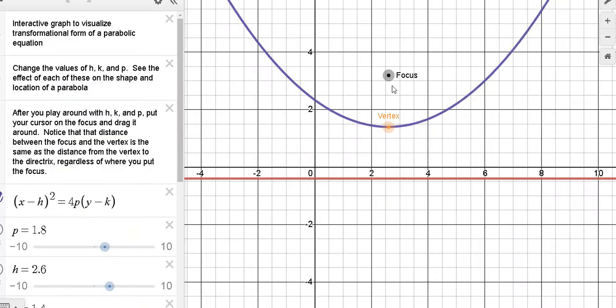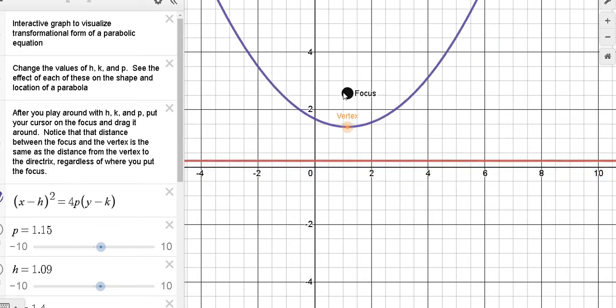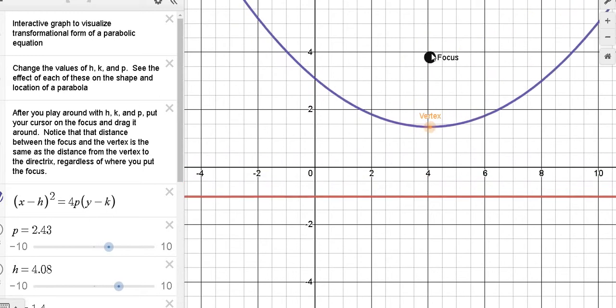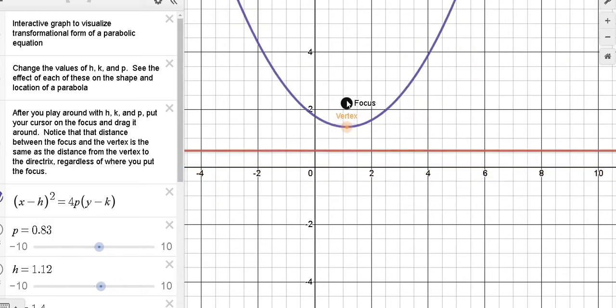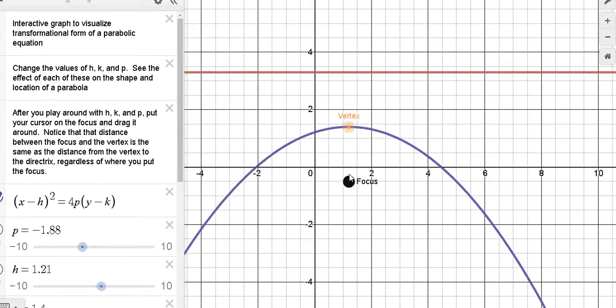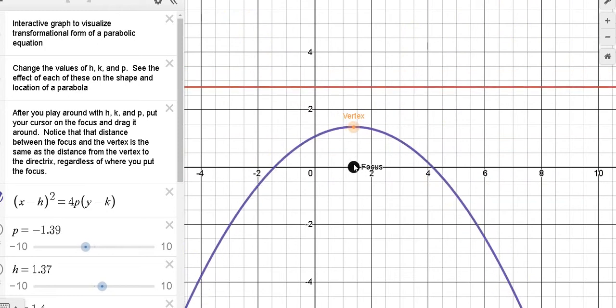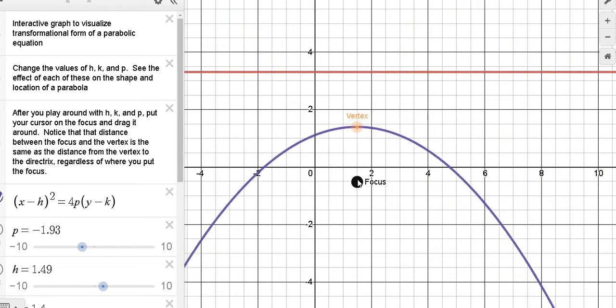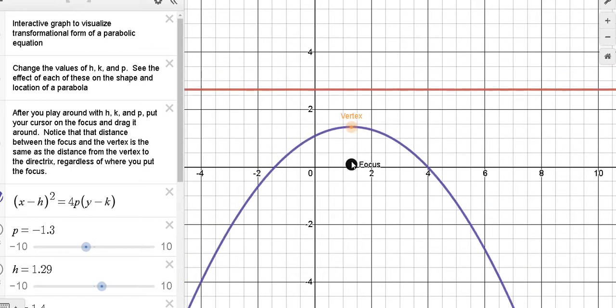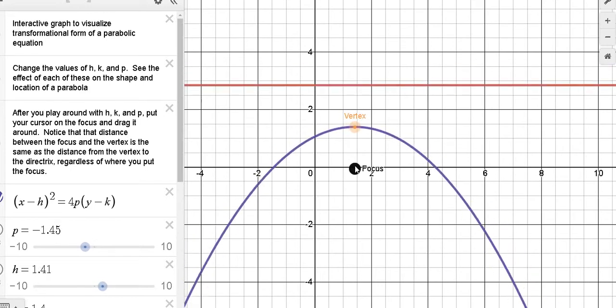So if we look at one, it's got this interesting point called a focus here. And if I move that around, you notice that it changes the shape of a lot of things. In fact, I can even go underneath that line. Now that line that the parabola opens away from is called the directrix, and this point is called the focus. And there's a good reason for that.